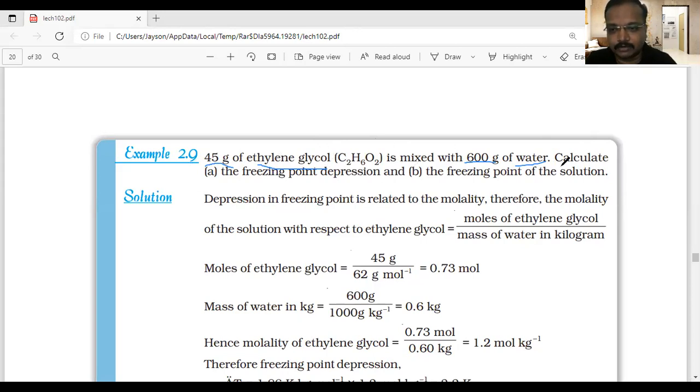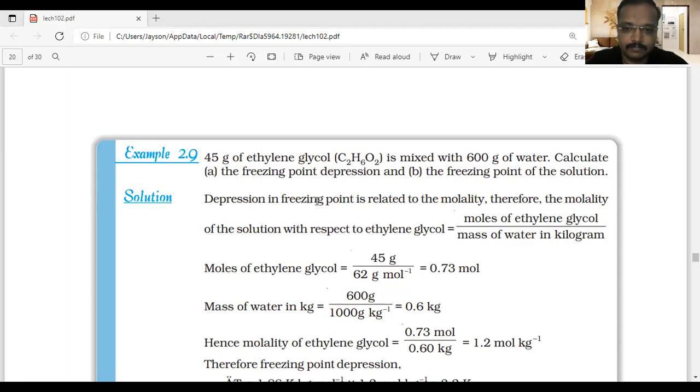Now, what is asked to find out is to calculate the freezing point depression. One thing you have to find, then you also have to find the freezing point of the solution. So two things you need to find out: the freezing point depression and the freezing point of the solution. So children, how to calculate freezing point depression? What is the formula? We have just now learned.